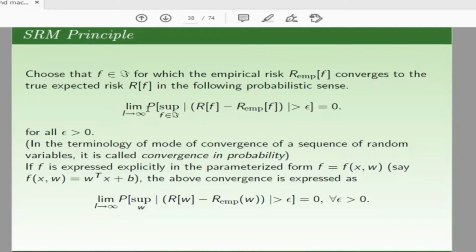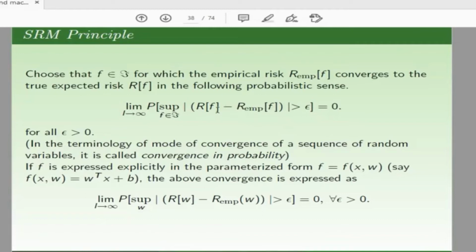So if I want to find machine learning algorithms, then I have to implement the SRM principle. That means I have to choose that f in this family for which this thing is happening. Now again, there is a difficulty here. The difficulty is that I cannot compute R, and therefore there is no way of computing this probability. Once the probability is not known, I cannot find the limit and so on. So conceptually I am clear, but I cannot implement it because I cannot compute R(f).